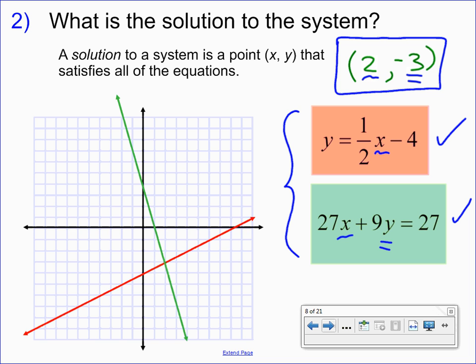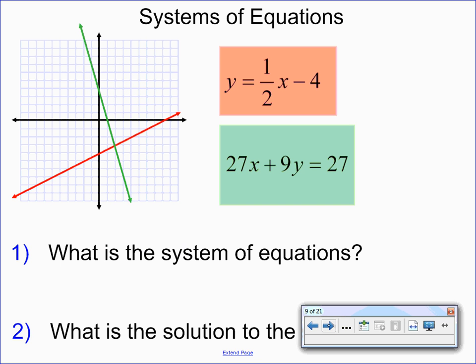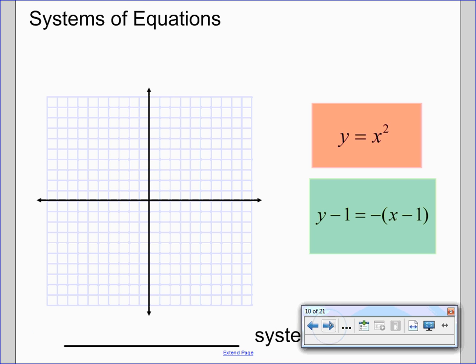Once again, to be a solution to the system, it's an ordered pair x and y that satisfies every equation, not just one equation in it. It's got to satisfy all the equations. Awesome. So that's our printable.